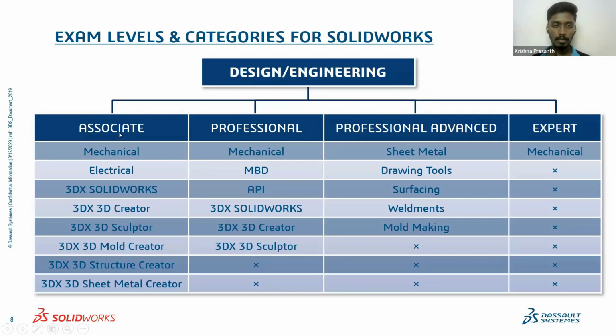Mechanical means we will have associate level, professional level, and finally the expert level. Those who are done with the mechanical part can take the professional advanced level, which will focus on each domain. Apart from part modeling, this will focus on the sheet metal tools, the drawing tools in which you will be drafting the design, and the surfacing tool, where most of the parts in the world are designed. This is one of the proficient tools, surfacing.